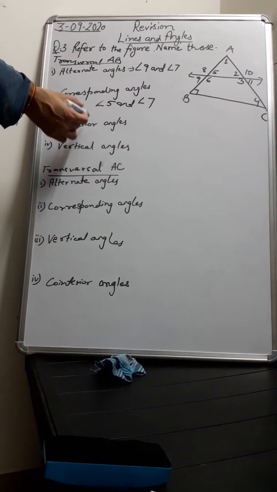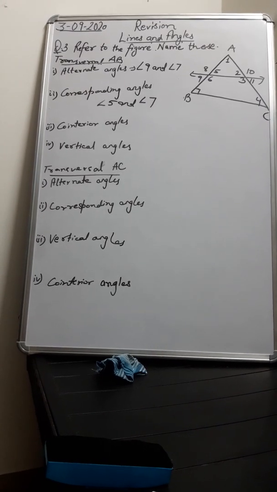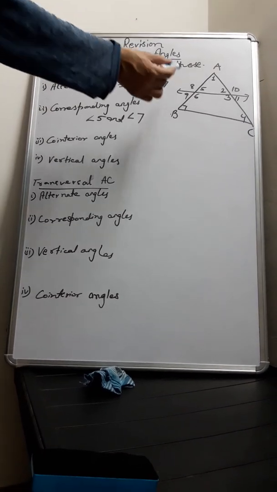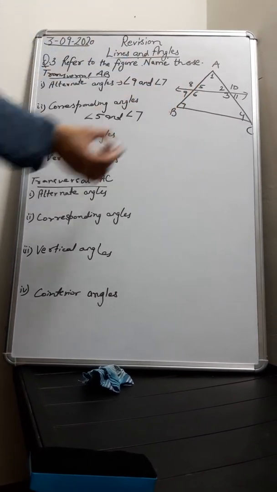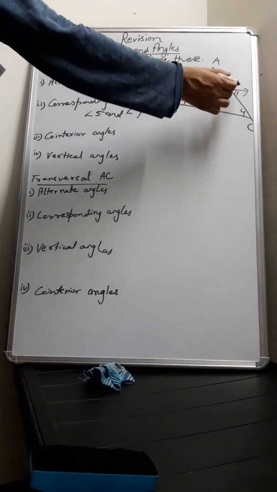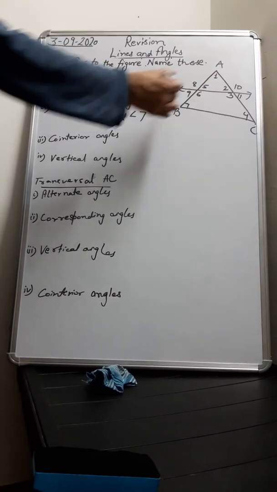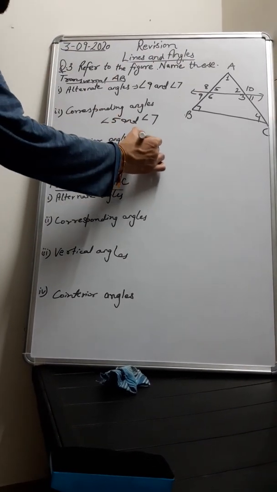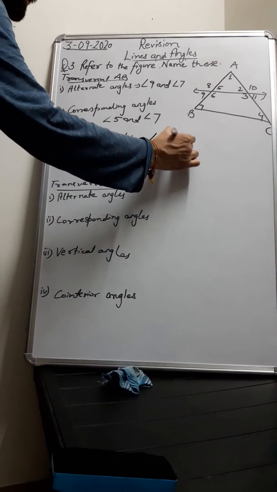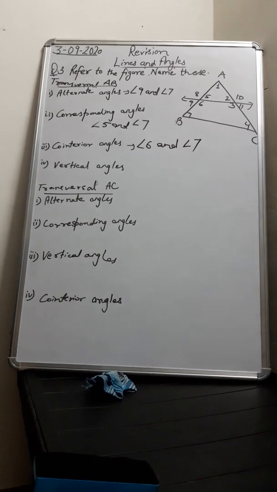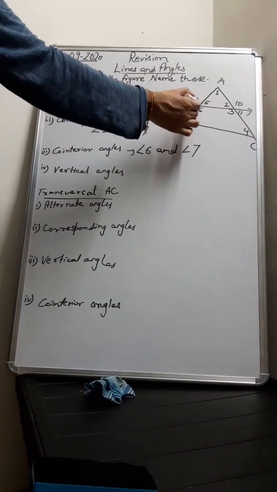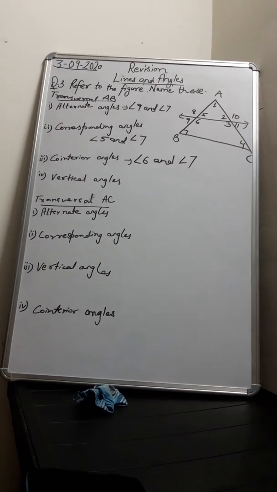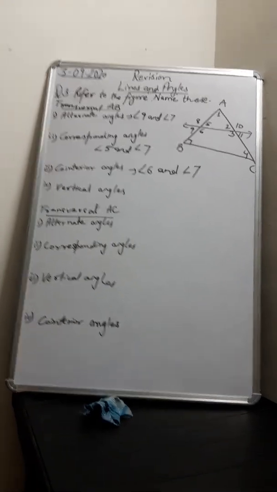After this, we have to tell co-interior angles. These co-interior angles are the angles which are lying between the two parallel lines. That is, this line is parallel to this line, and angle 6 and angle 7 are interior to the two lines. So the co-interior angles will be angle 6 and angle 7. Both 6 and 7 are lying on the same side of a transversal and they are interior. That is co-interior angles.